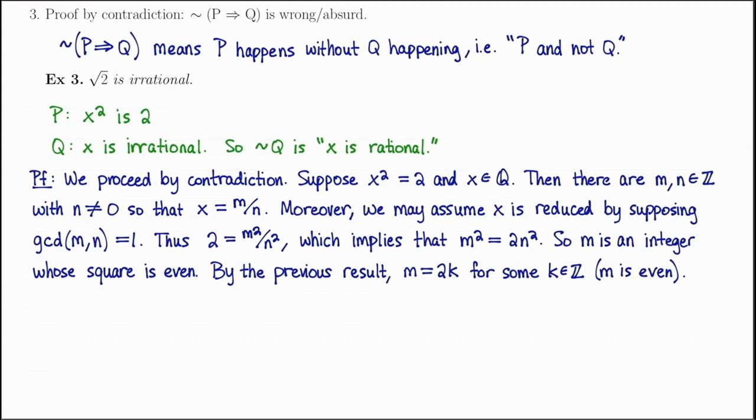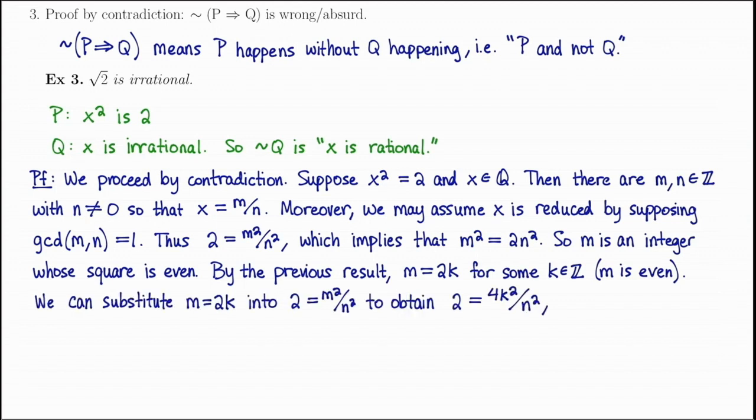So m equals 2k for some integer k. Now we have a nice representation for m, so let's use that. Let's substitute m equals 2k into our expression 2 equals m squared over n squared. If I square out that numerator m, I get 4k squared. Notice there's a 2 on both sides, so let me do some simplification. And we get n squared equals 2k squared.